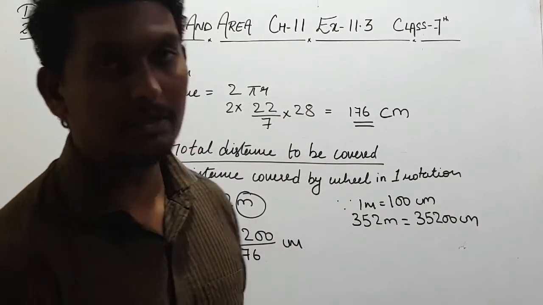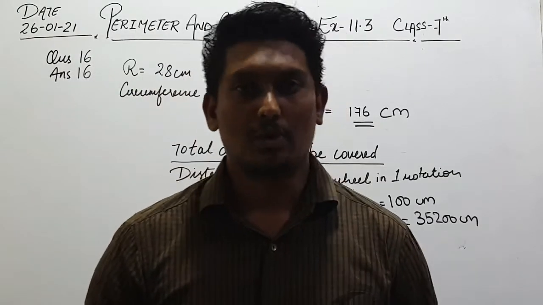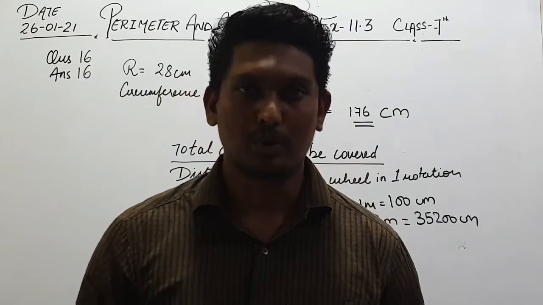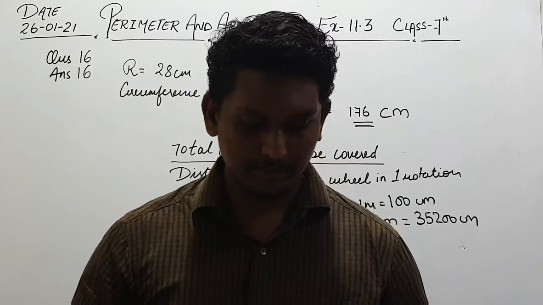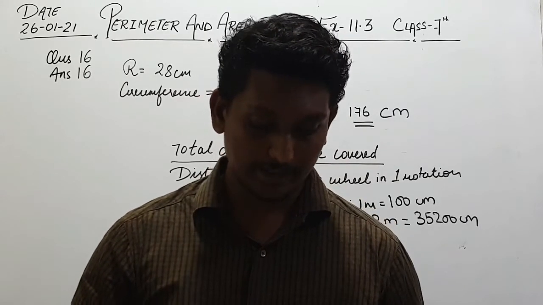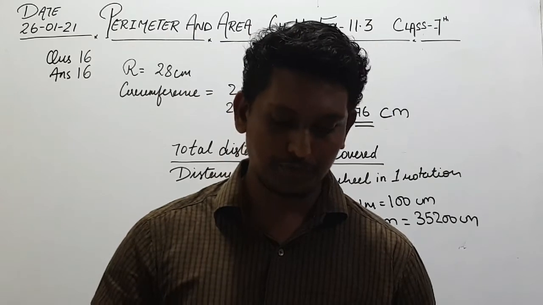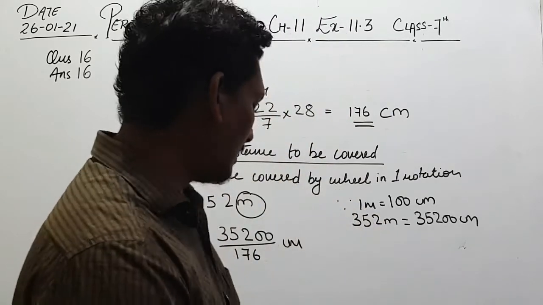Okay, now come to question number 16. This question is homework for you. I will tell you how to do it. How many times must a wheel of radius 28 centimeter rotate to go 352 meter? Okay, this is the question.